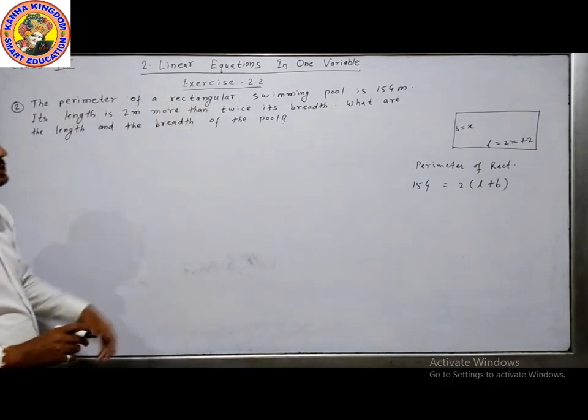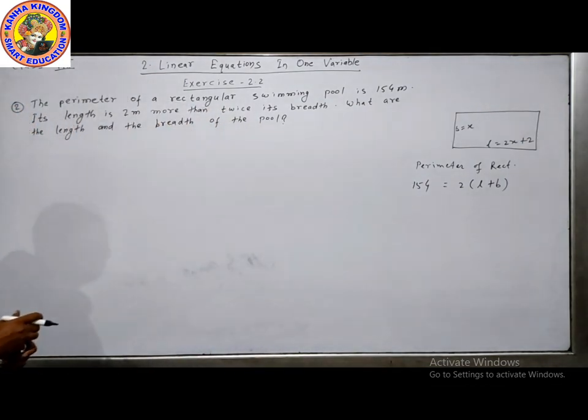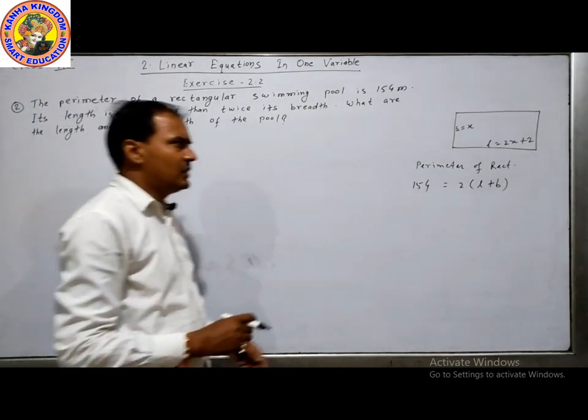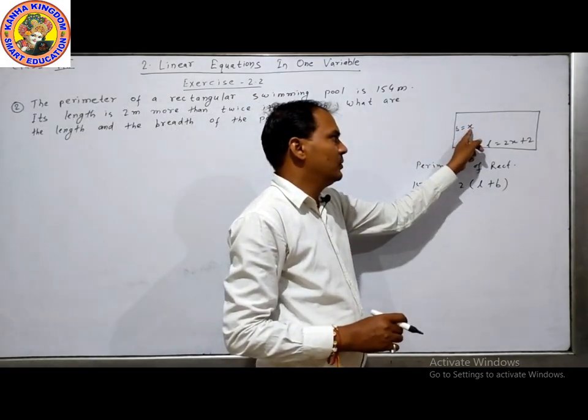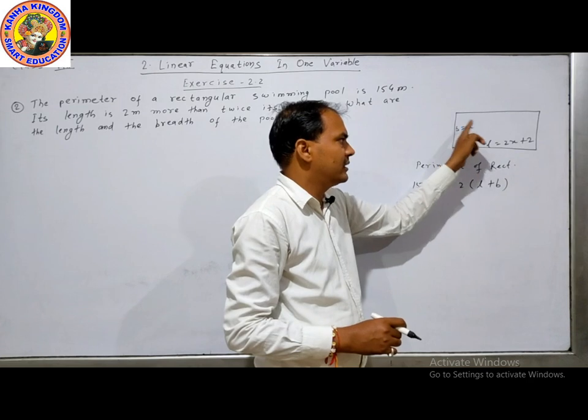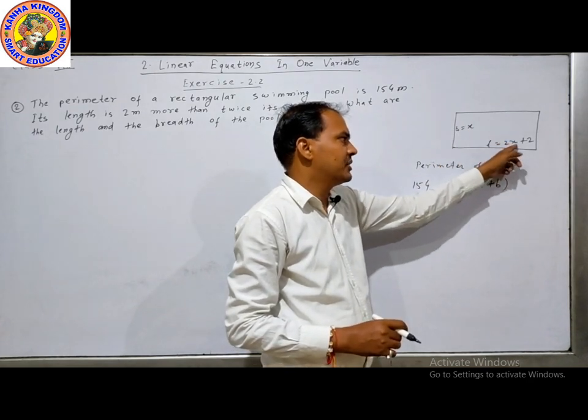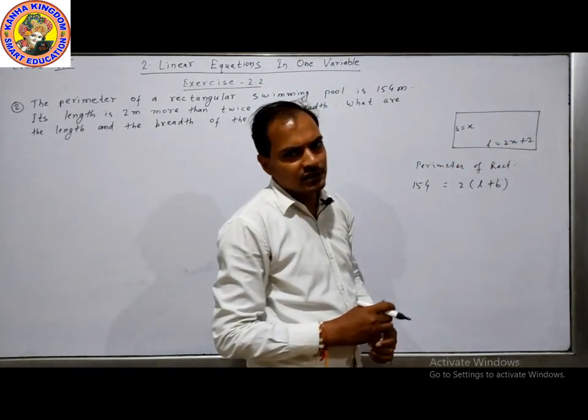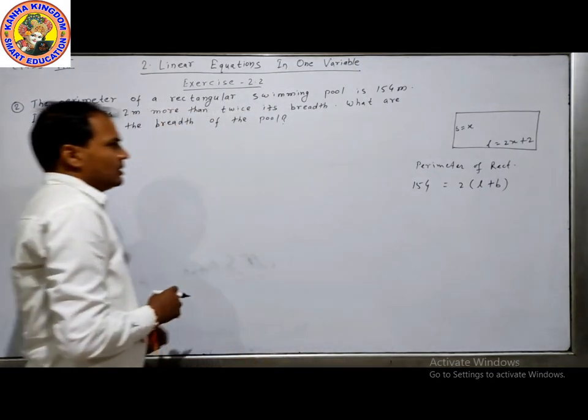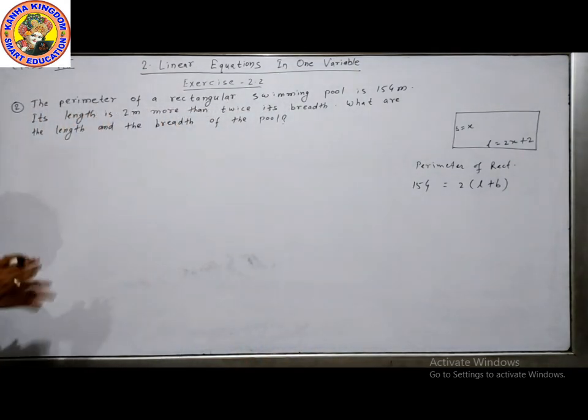What is the length and breadth of the pool? So we have to find the value of x. By putting the value of x, we will find the breadth, and then by this equation we will find the length. So this is our concept.